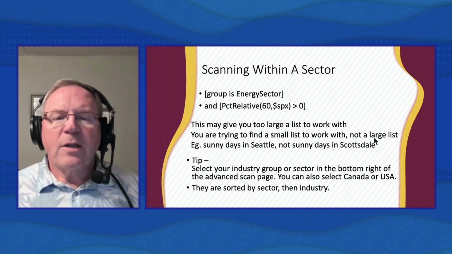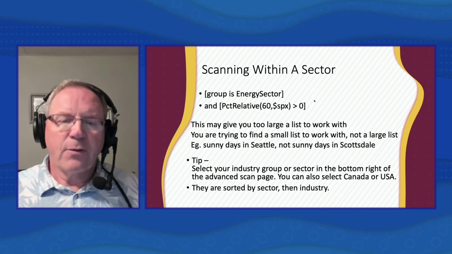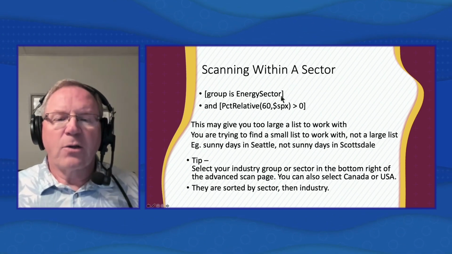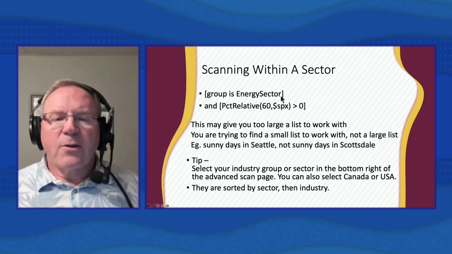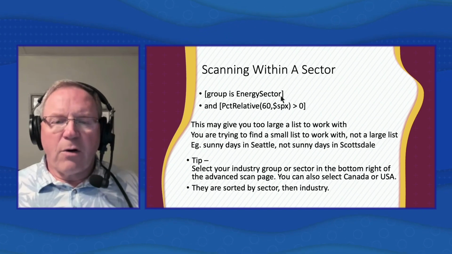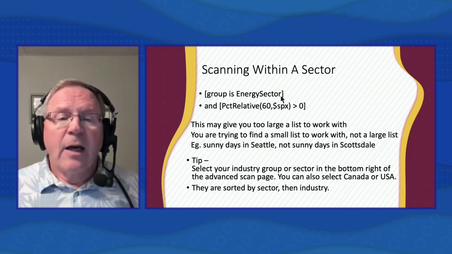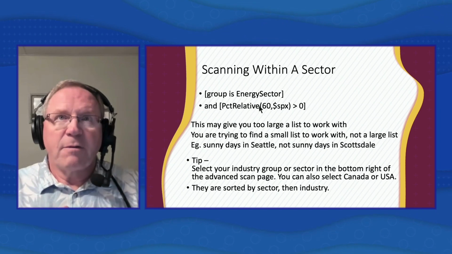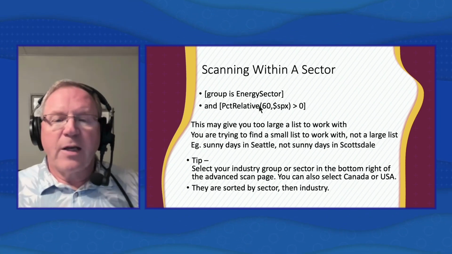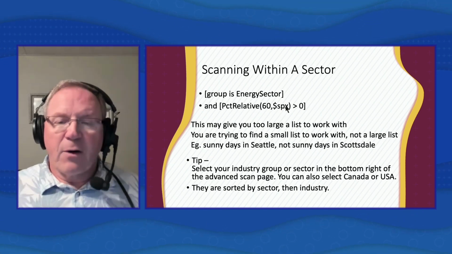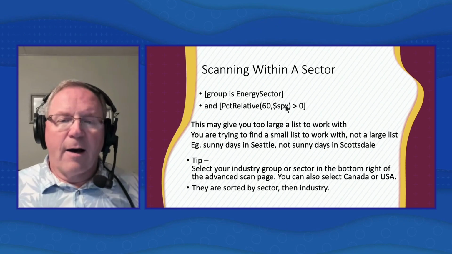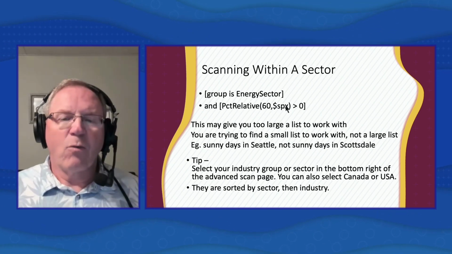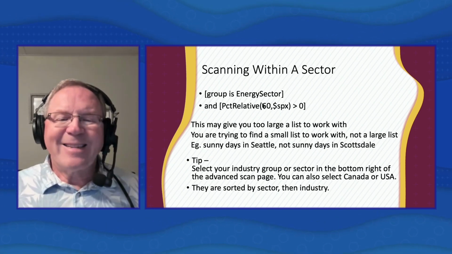Okay, so when we want to scan within a sector, there's a couple of things we need to do. First of all, we need to define what the sector is, and we need to define what we're trying to find. So let's just say that we think energy stocks are going up. Well, now we want to start looking for energy stocks that are outperforming. So the way to do that is to remember that price relative is a way of just specifying what we want to compare. So we want to compare to the S&P 500, and we could change this. We could compare it to an industry group, a sector, or a NASDAQ index, or a Russell 2000, an ETF. We could compare it to anything we want. We just have to put that in here. And this will give us exactly 60 days ago.